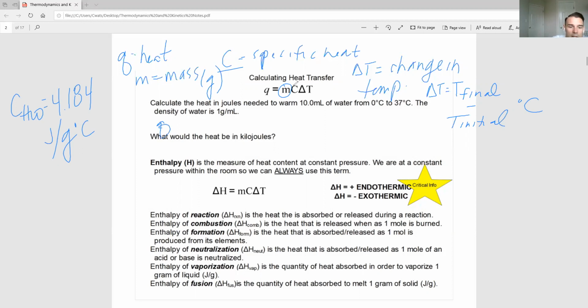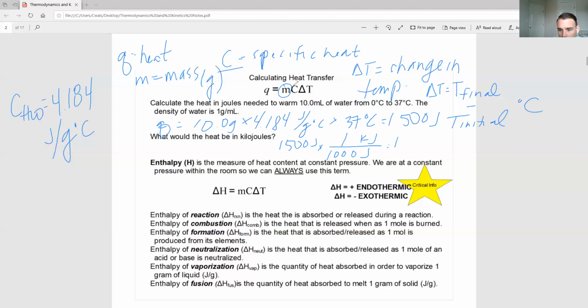So just quickly, Q equals 10.0 grams times 4.184 joules over grams degrees Celsius times 37 minus 0, which is 37 degrees Celsius. Put that into your calculator, and your Q will be, with sig figs, 1,500 joules, because 37 has 2 sig figs. What would that be in kilojoules, which is a more common unit? So we just take 1,500 joules, joules on the bottom, kilojoules on top.